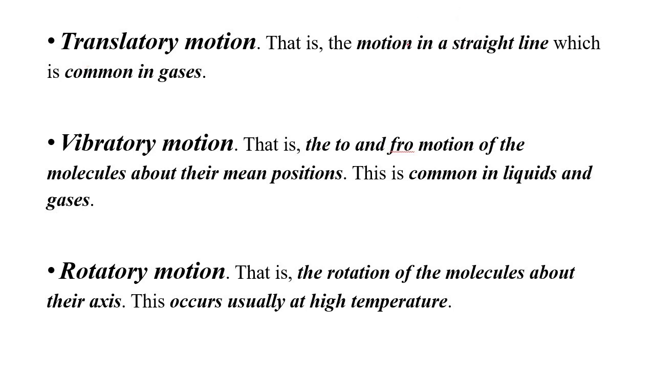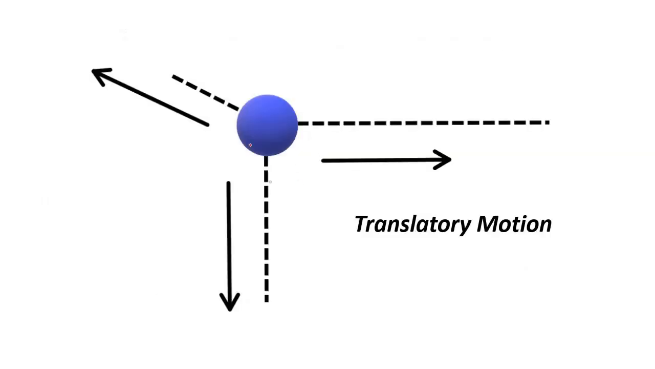Translatory motion is motion in a straight line. Okay, let's say this is the translatory motion. So here the molecule is there, let's say it is at the origin, and these are the three axes, x, y and z. So it can move along the x axis, it can move along the y axis, or it can move along the z axis. Similarly, it can move along the negative x axis, negative y axis, negative z axis.